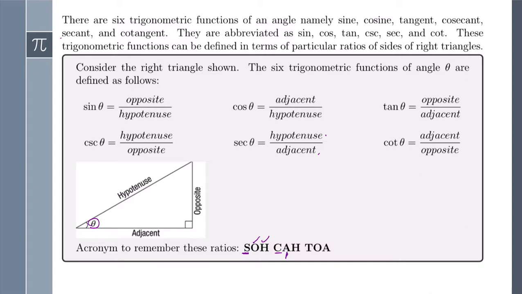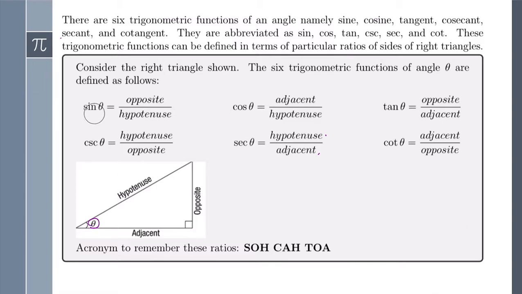Cosine is adjacent over hypotenuse, and TOA means tangent is opposite over adjacent. Now, cosecant is the reciprocal of sine, secant is the reciprocal of cosine, and cotangent is the reciprocal of tangent. So once we remember those three, we know the other three because they are just the reciprocals. Okay, so these are the six trigonometric ratios, or we call them trigonometric functions.